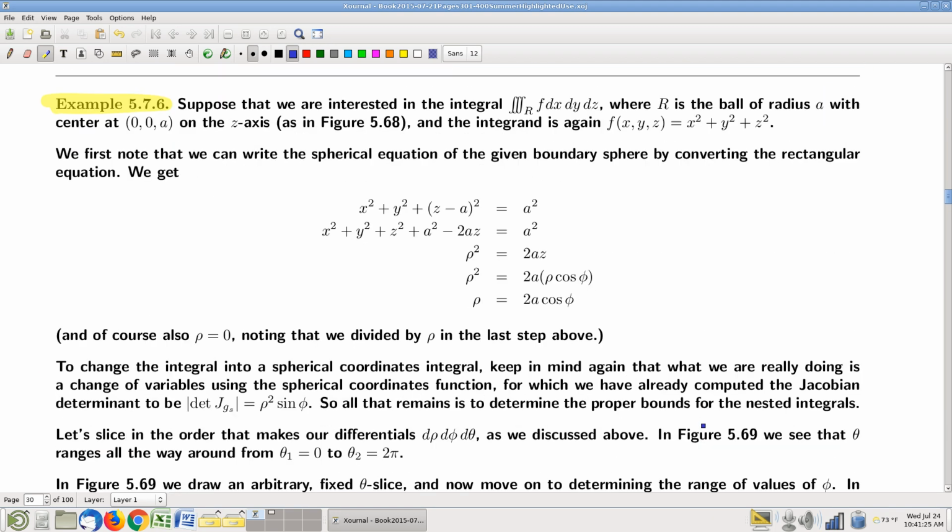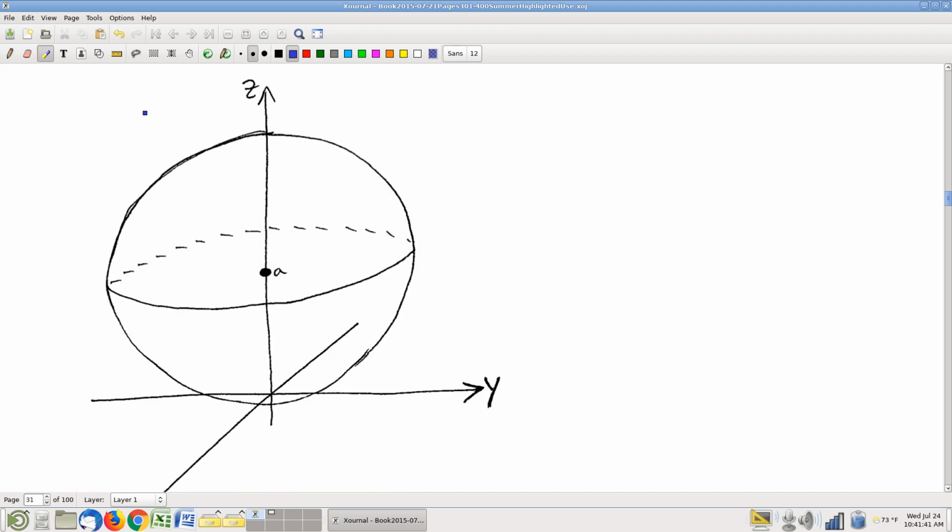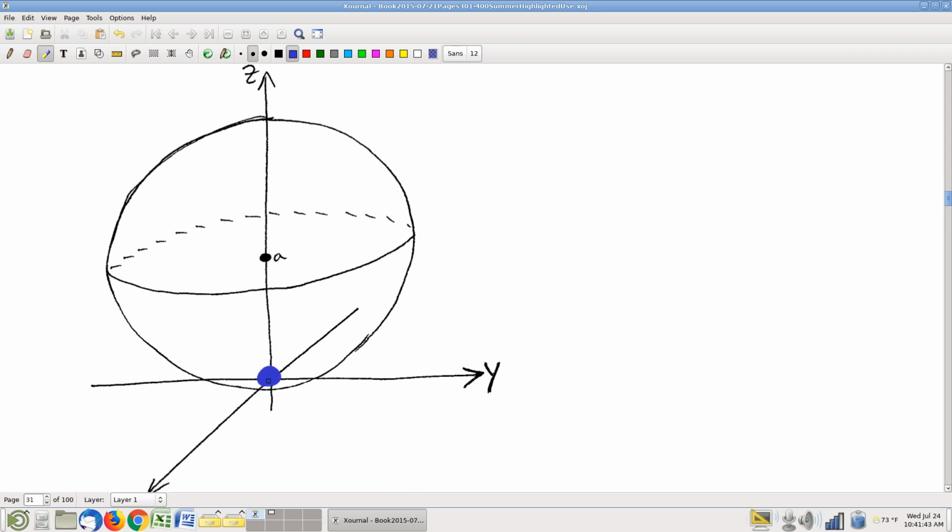Alrighty. So let's suppose we're looking at a ball of radius A centered on the z-axis above the origin, and notice it has radius A and it's sitting a height A above the origin, and so this sphere is like it's sitting on top of the origin. Right, it's sitting on top of the xy plane at the origin. Okay. All right. So let's start slicing it up.